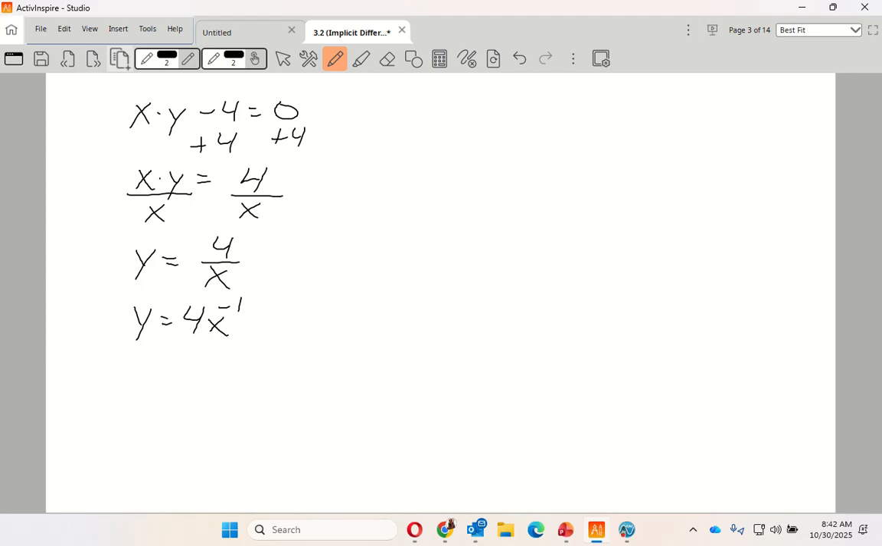All right, so what do we do now? Take the derivative. So I get my y prime is equal to negative 4x to the negative 2. So y prime is equal to negative 4 over x squared.